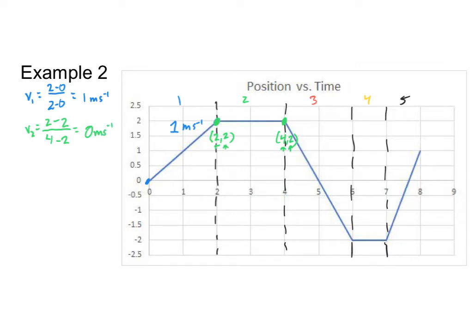And you can tell as well from the graph, right? So we're staying in the same position for seconds 2 through 4. And so what that means is that you're not moving, right? So your velocity has to be 0.